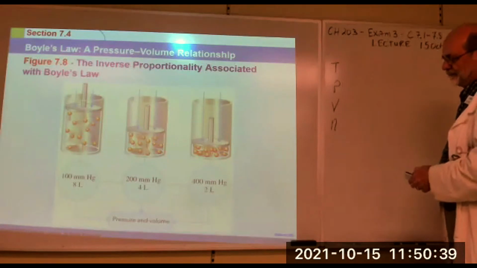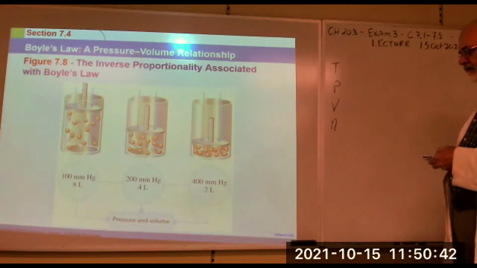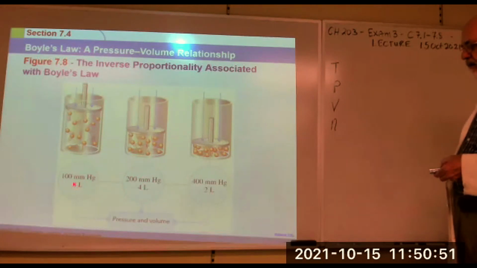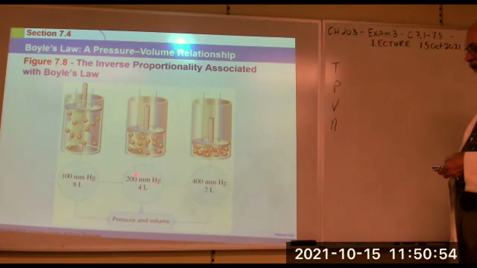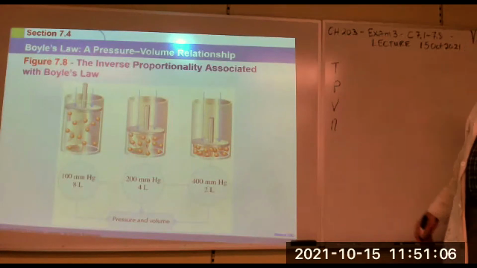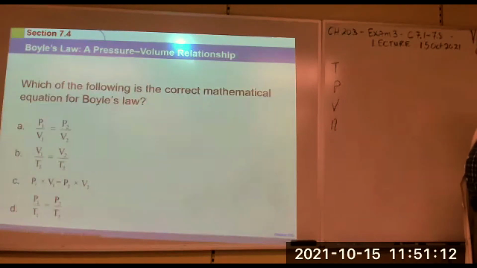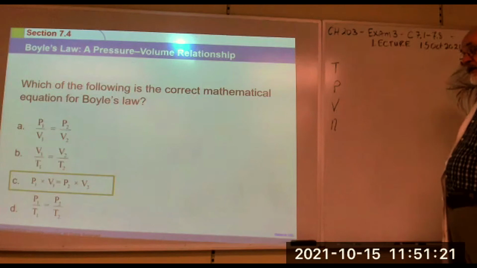And this is just an illustration. If we measure the pressure here at 100 millimeters of mercury, and we double the pressure, then we cut the volume in half. And here we doubled it again, so we cut the volume in half again. But from here to here, we went 4 times the pressure, so it's 1/4 of the volume. So either way, you get to the same answer. That's the one we use most often: P1V1 equals P2V2 for Boyle's law.